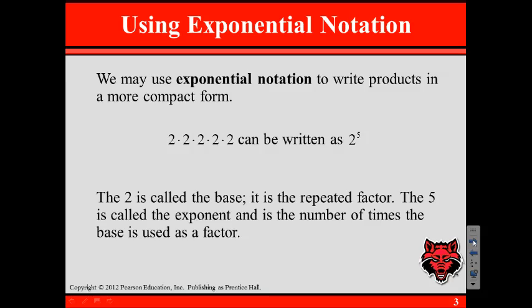Basically, if we have repeated multiplication with the same number, instead of writing that number, for instance, 5 times, we might write that number 1 time with an exponent. That represents how many times we were actually multiplying that number together. So in this exponential notation, 2 to the 5th power, 2 would be referred to as the base because it is the repeated factor. 5 is called the exponent, and it is the number of times that the base is used as a factor.